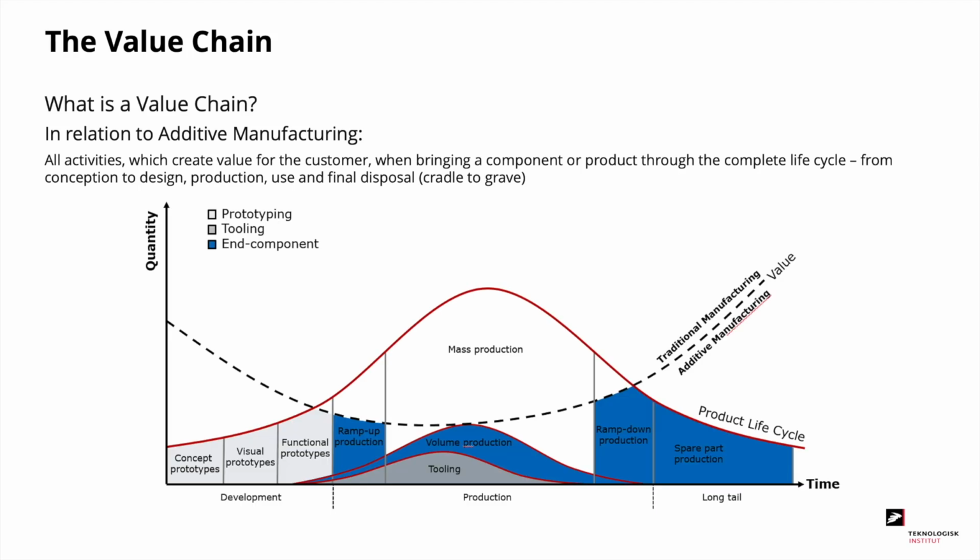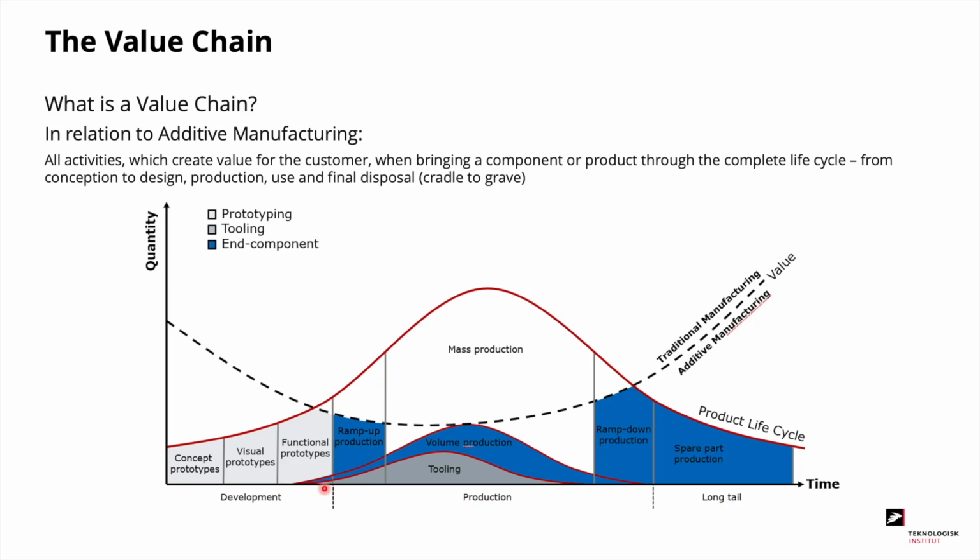This graph shows the product life cycle, and there are three colors: the light gray showing the prototyping elements, the darker gray shows the tooling, and the blue the end components. So you have three phases: development, production and long tail. That means the end of product life.